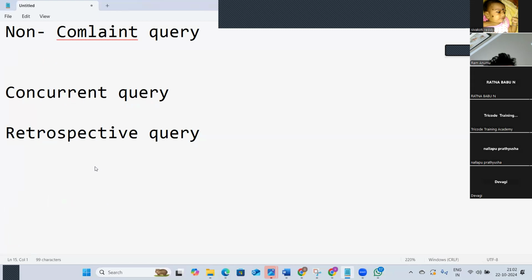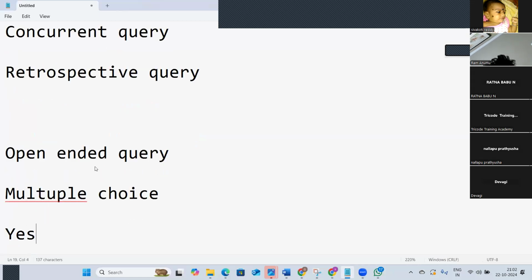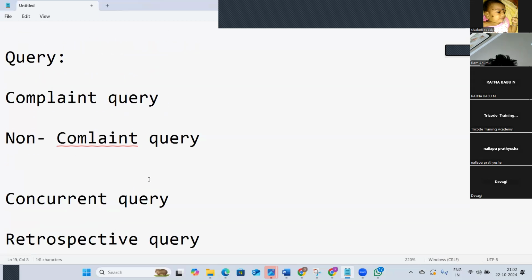Now, query options. What is that? Open-ended query, multiple choice query, yes and no. Understand, right? So what is all this? Easy, right? Nothing is difficult here to understand. It's very easy. So compliant means what is that?